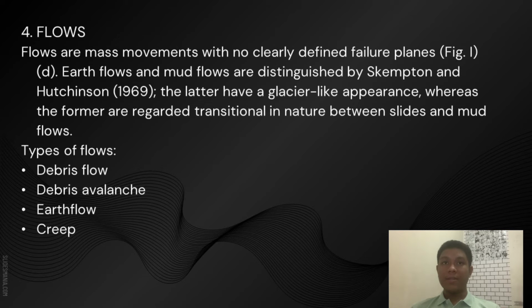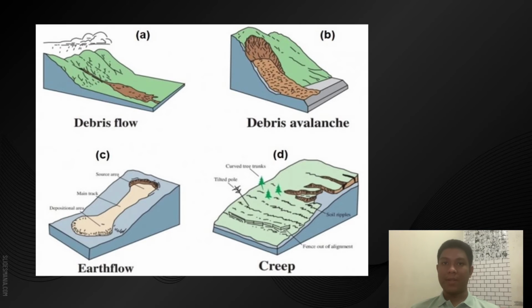And number 4 is flows. Flows are mass movements with no clearly defined failure planes. Earth flows and mud flows are distinguished by Skempton and Hutchinson, 1969. The latter have a glacier-like appearance, whereas the former are regarded as transitional in nature between slides and mud flows. There are four types of flows. First, debris flow, debris avalanche, earth flow, and the fourth one is creep. I also put some pictures of the types of flows.